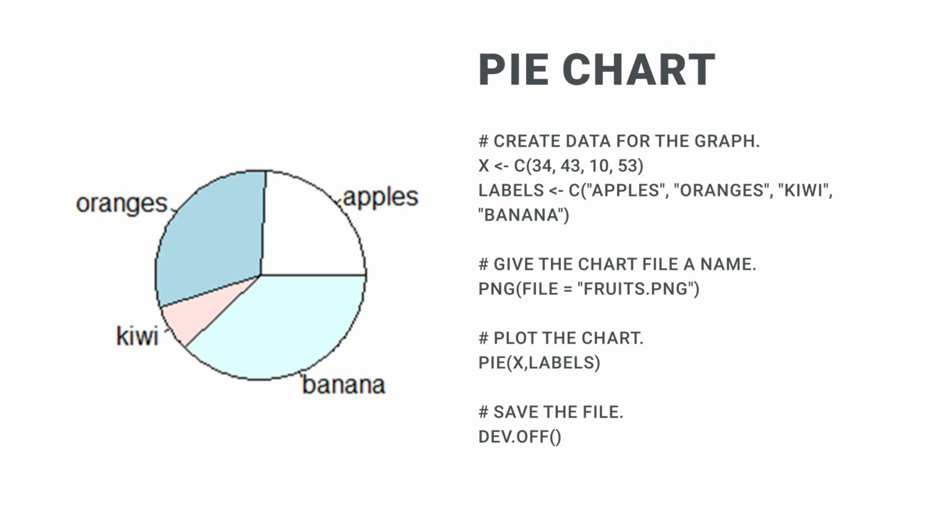When you write pie x labels, it will directly plot the chart in the plot area of RStudio. Or if it is not visible there, you can simply write dev.off. What happens with that is that your file will be saved inside the current working directory. Sometimes there will be an error and you will not be able to see the chart in your plot area.